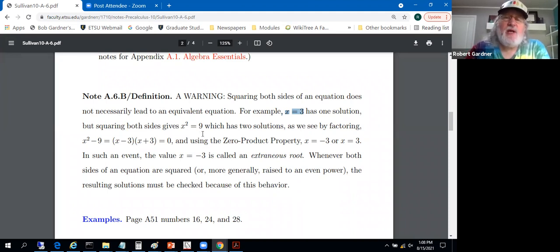If we square both sides, that produces x squared equals 9. But this new equation is not equivalent to the previous equation. x equals 3 has one solution, x equals 3. x squared equals 9 has two solutions, x equals 3 and x equals -3. So these two equations are not equivalent. This has a different solution set than this one has. This one includes -3. Obviously, this one doesn't.